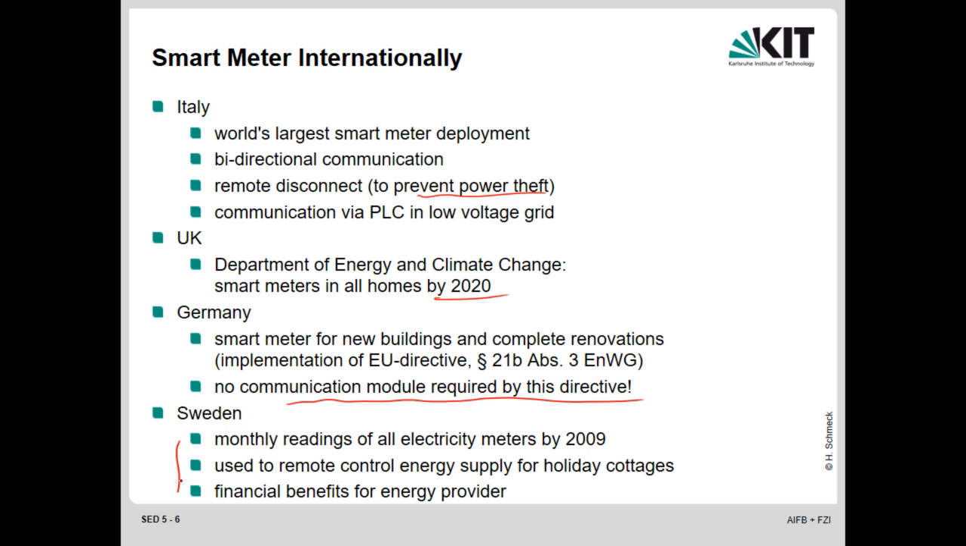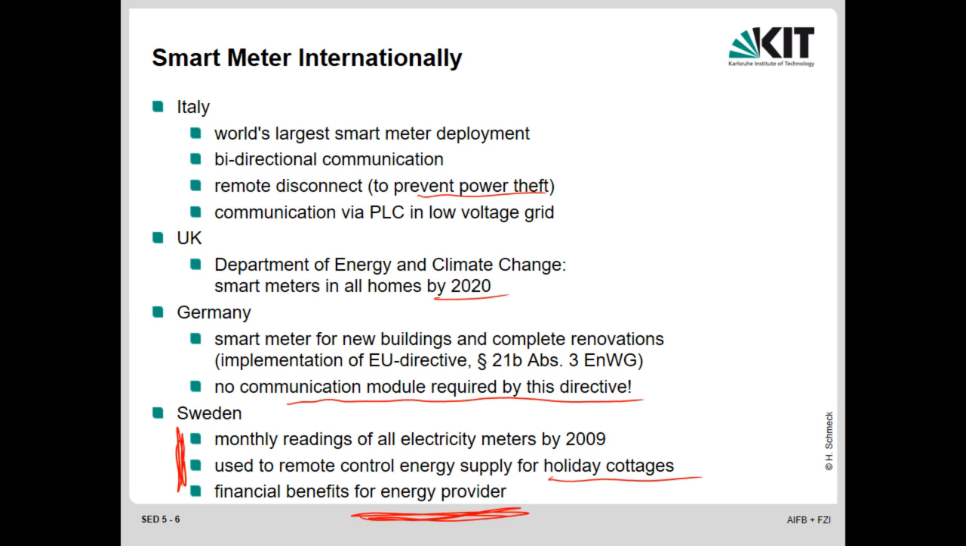In Sweden, monthly readings requirements led to the rollout of smart meters, and there they can, in particular for holiday cottages, which are at far distant places, have remote energy control, which certainly is a benefit for them. So the energy provider there actually has a benefit from installing the smart metering systems. In Germany, it is a little bit more difficult because we are more difficult.